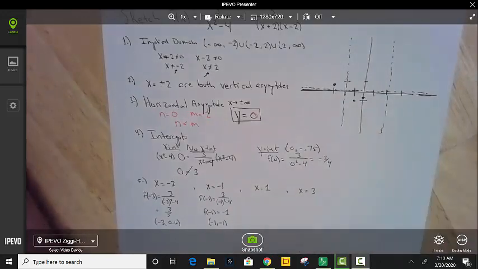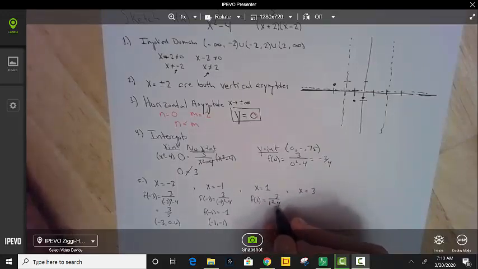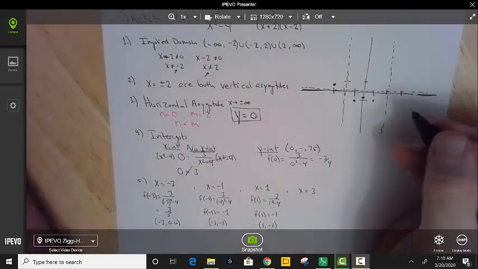We'll plot that point, negative 1, negative 1. Same thing with 1. Same thing happens. 1 squared minus 4 is negative 3. 3 divided by negative 3 gives us f of 1 equals negative 1. So we're going to plot the point 1, negative 1.